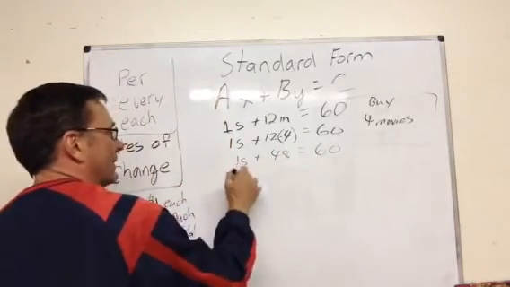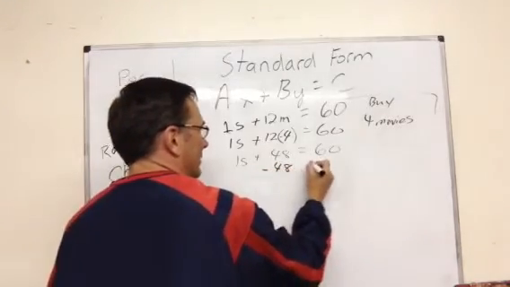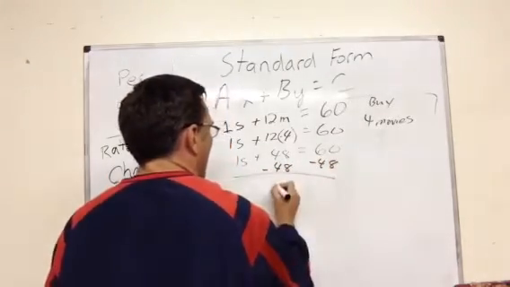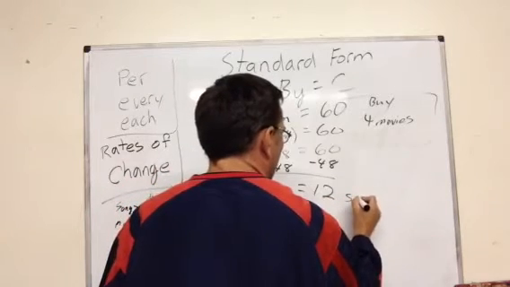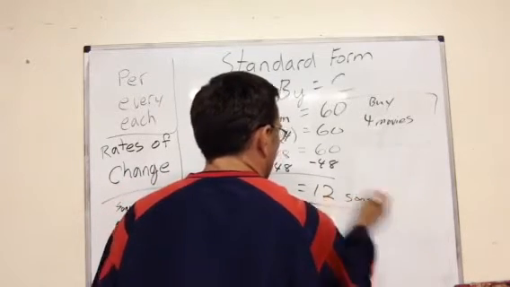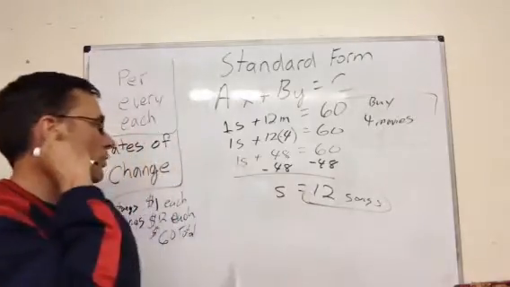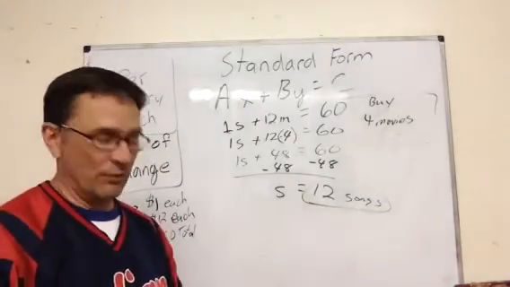Now we want to get s by itself, so we're going to add opposites. And this means we can buy 12 songs if we purchased 4 movies. And we'll have no money left over.